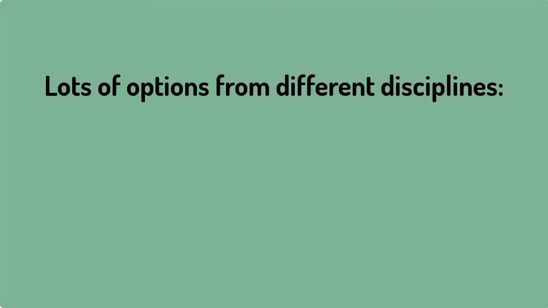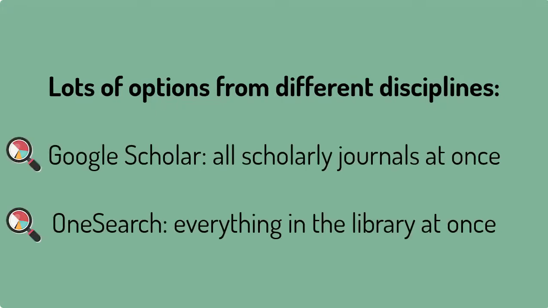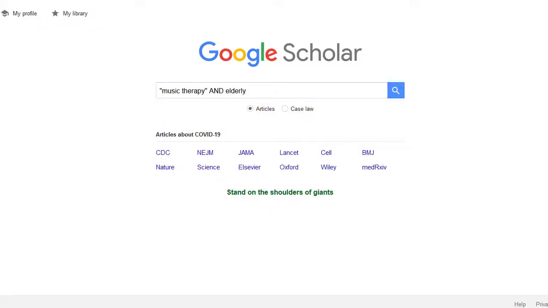If you are just starting out in your searching, you may want to see a lot of options from a lot of different journals because you aren't sure how you'll narrow your topic. This is where both Google Scholar and OneSearch, the library search box, are good options because both are comprehensive in different ways. We'll start in Google Scholar, which will search most scholarly journals published around the world.